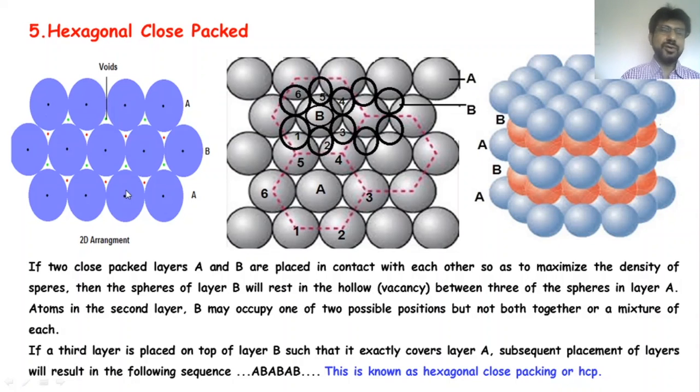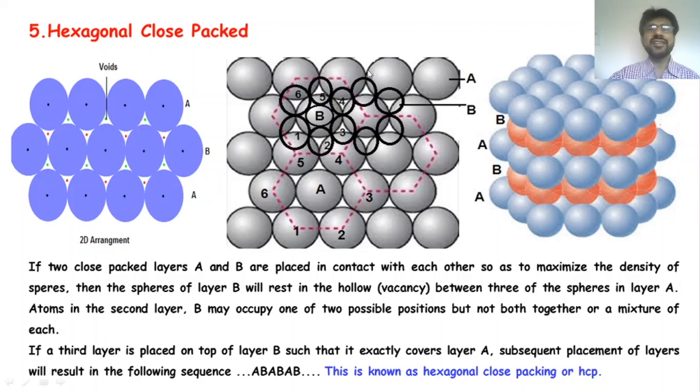So here we can see that the sequence of the layers will be AB, AB, AB like this here. This is only what we can see in case of the 2-dimensional arrangement. But if we apply the same concept to the atoms in a real structure, we can observe it in case of the 3-dimensional.